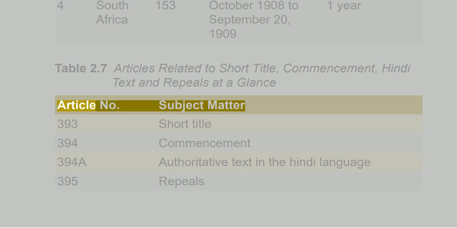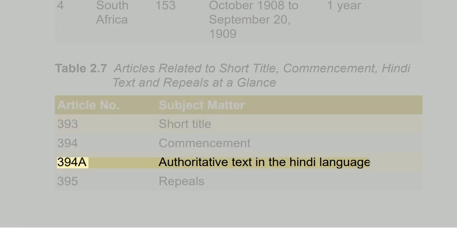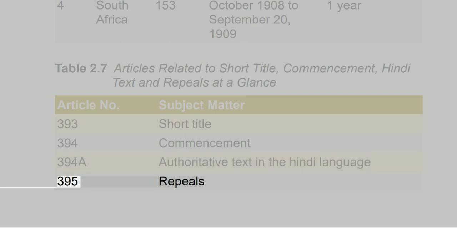Table 2.7: Articles related to short title, commencement, Hindi text and repeals at a glance. Article 393: short title. Article 394: commencement. Article 394A: authoritative text in the Hindi language. Article 395: repeals.